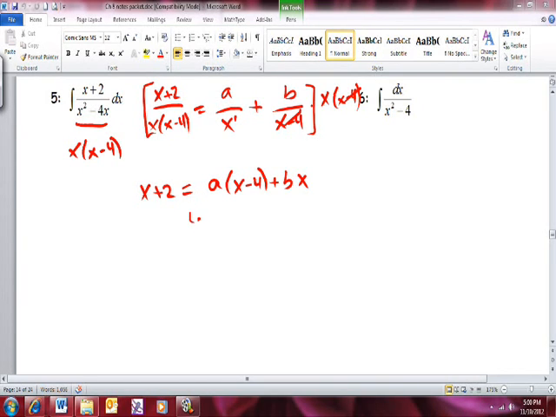So if we're going to let x equal 0, which seems like I can't do, but I have no problem here, what happens? I get 2 equals A times negative 4, and then plus B times 0. Nothing. So A equals negative 1/2. It's fantastic. Works out really fast. If we're going to let x equal to, well, if I want to cancel out the A term, I'm going to let it be 4.